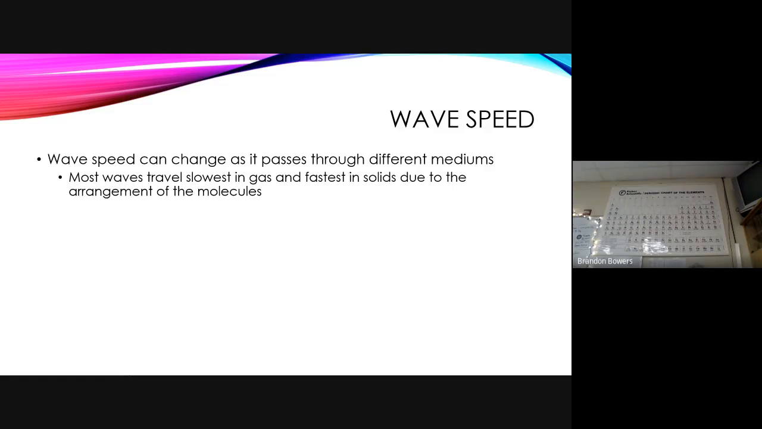All right. So most waves travel slowest in a gas, and faster through solids. Why in the world does that happen? It travels slower through gas, but faster through solids. Anybody got a guess?